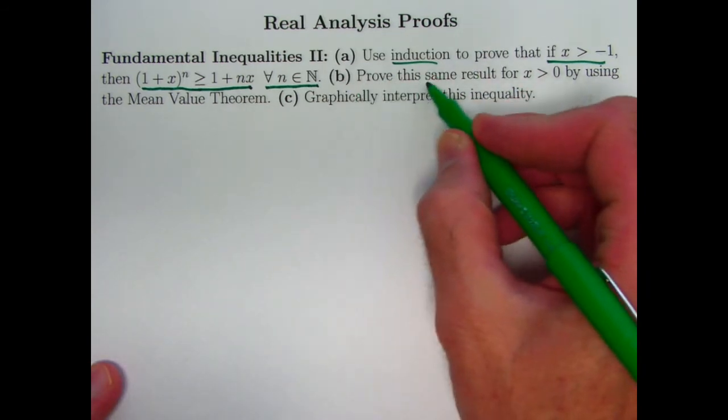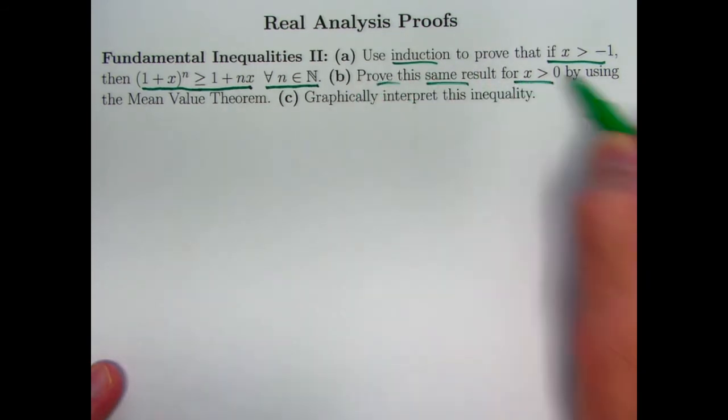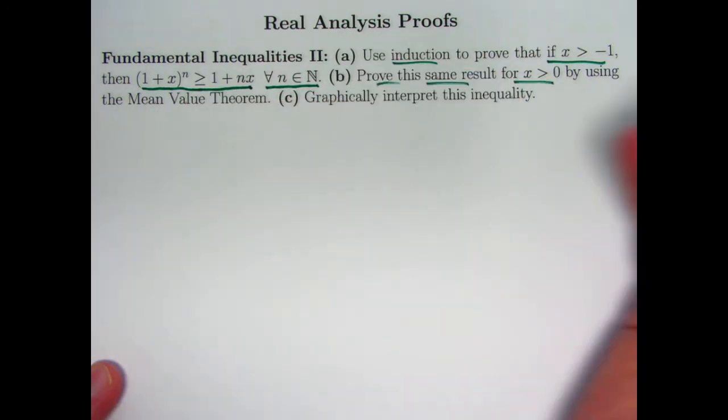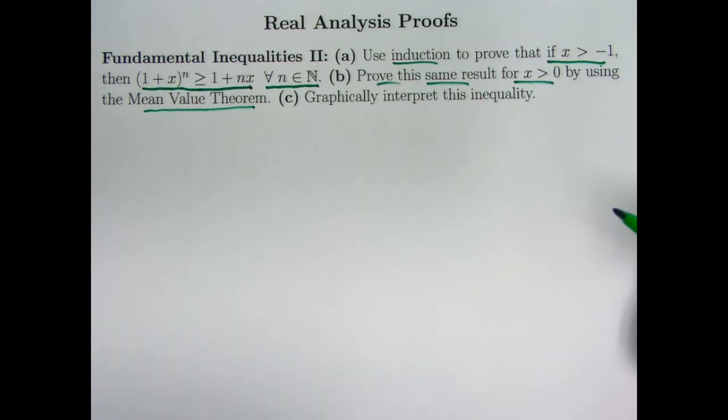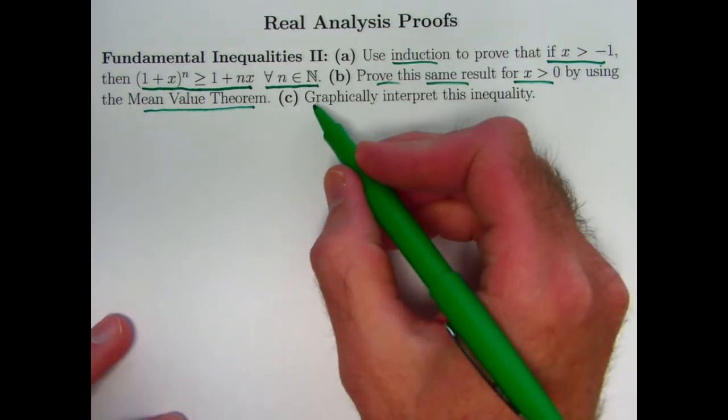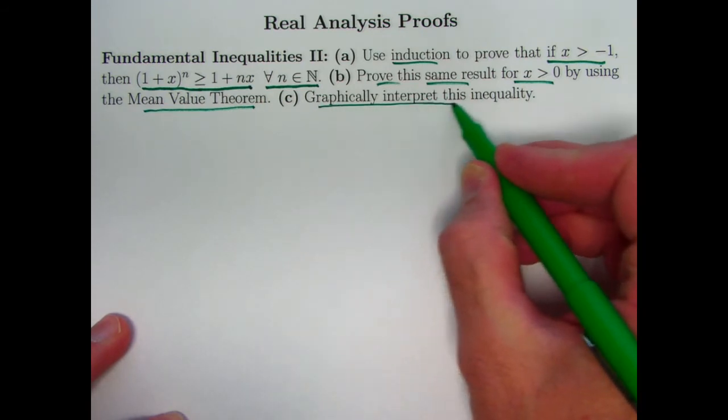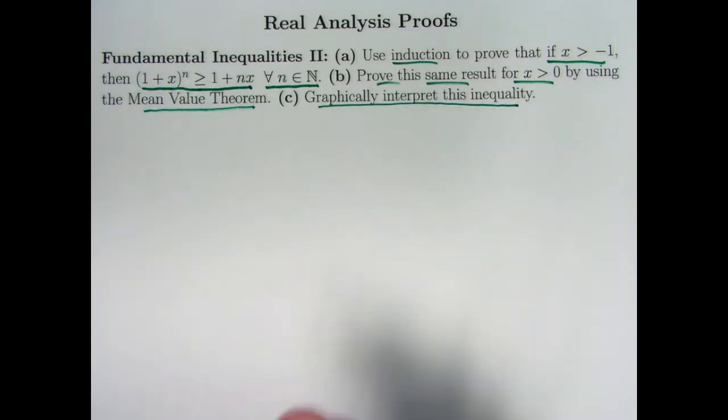Part B, prove the same result for positive values of x using something more advanced, using something called the mean value theorem, which hopefully you've seen before, but if not, I'll quickly go over it as I do the proof. And then part C, we want to graphically interpret this inequality. There's a real nice graphical interpretation of it.